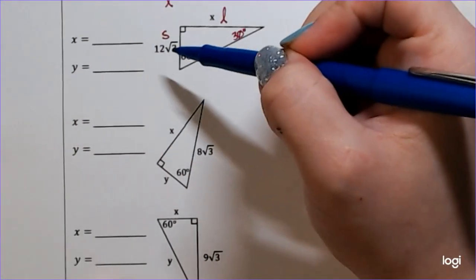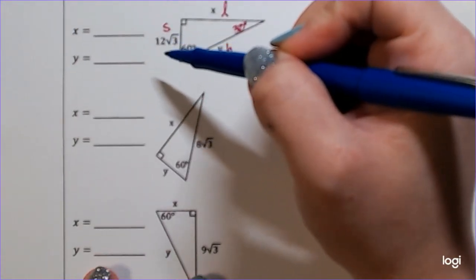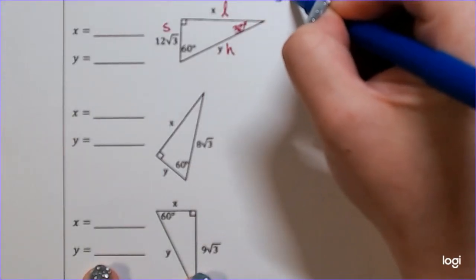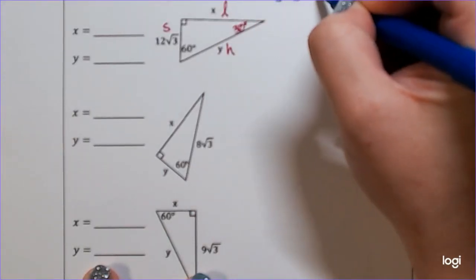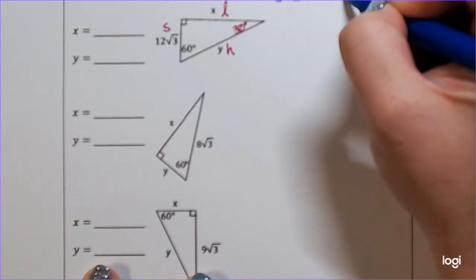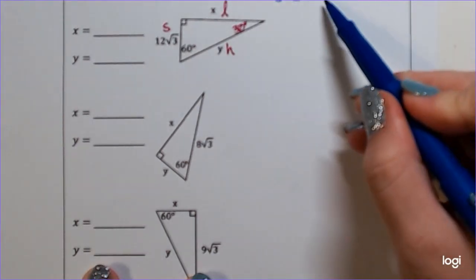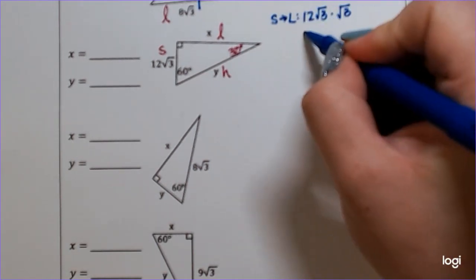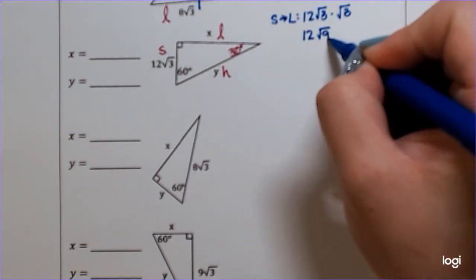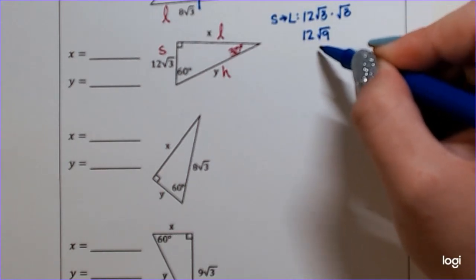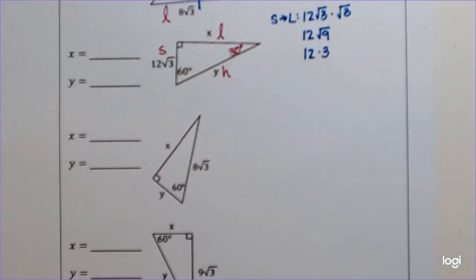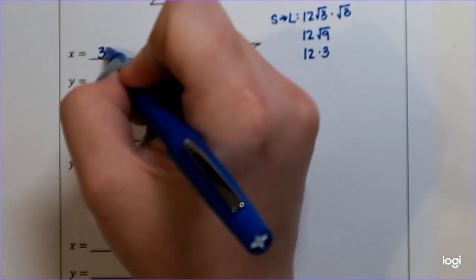They gave us the short, which is the best case scenario because we can work with short and go to anything. So short to long, it says just multiply by square root of 3. And again, we multiply the radicals. And this is on our perfect squares list. Square root of 9 becomes 3. So then that means x is 36.